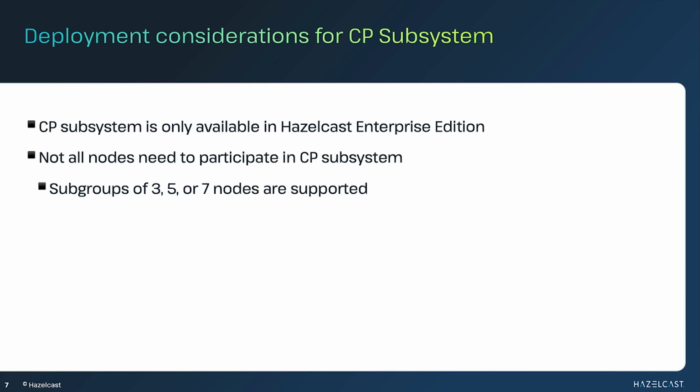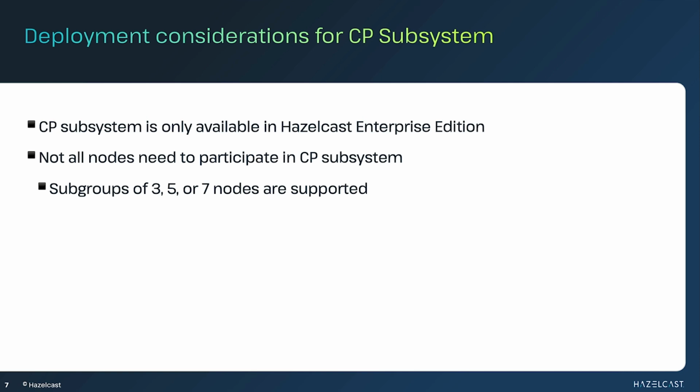For purposes of establishing a quorum, the CP subsystem needs an odd number of nodes. And to keep performance from degrading due to the complex coordination, only groups of 3, 5, or 7 nodes are supported. But larger clusters can designate multiple such subgroups of nodes, each responsible for a subset of the CP structures in use.